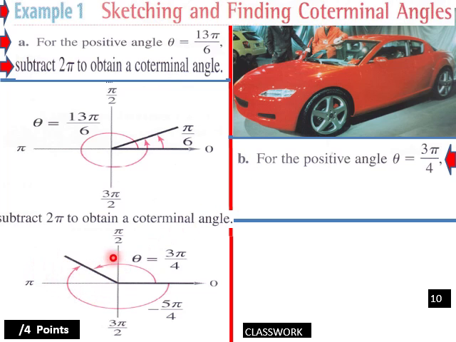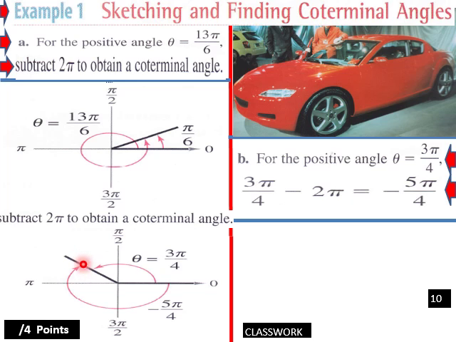And then for B, the positive angle 3 pi over 4. Positive angles go counterclockwise. This is 3 pi over 4, and then we subtract 2 pi to obtain a coterminal angle. To subtract 2 pi, we go back this way, and we'll end up here.